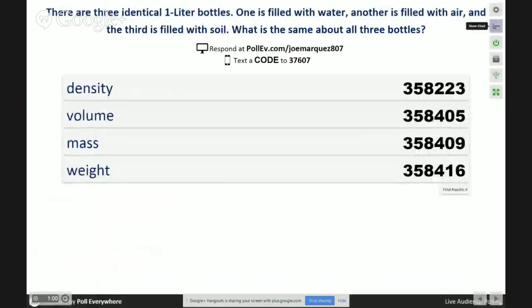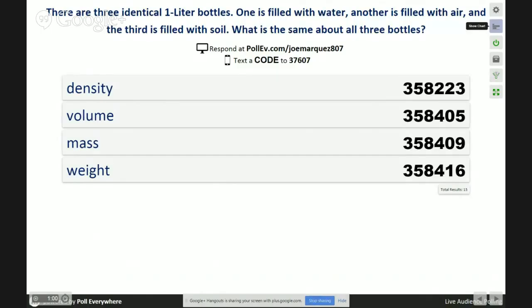So you have 3 identical 1-liter bottles. Now, if that's confusing to you, change it to 2-liter because you like soda, and that's a 2-liter bottle. So let's say 2-liter bottle instead of 1. So now you know what we're looking at. We're looking at soda bottles. In one of those soda bottles, you put water. In another one, you put air. And in the last one, you put soil, like dirt. So now you know what's different about it.